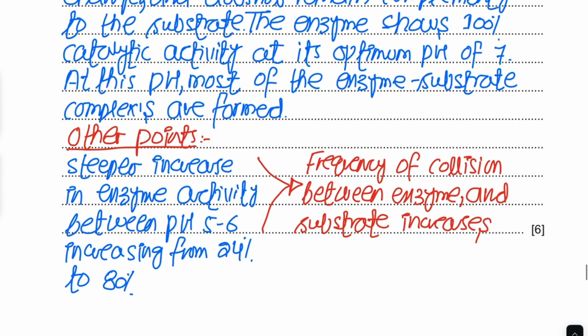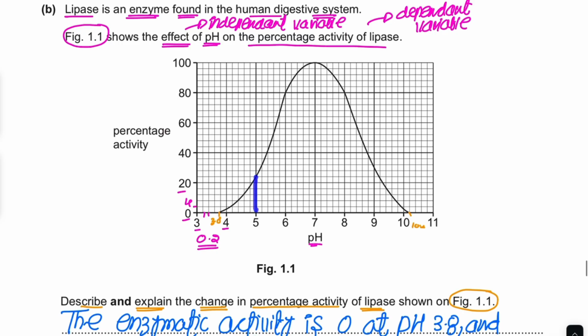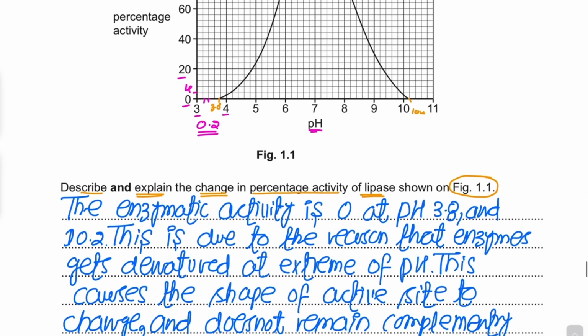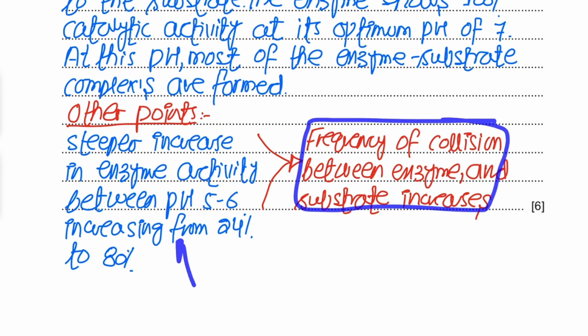If you were to write further, you can write some other points as well. We see a steeper increase in the enzymatic activity between pH 5 to 6, increasing from 24% to 80%. So this is description. If I take you to pH 6, here it has increased from 24 to 80%. So this is the description point. And the explanation would be that between pH 5 to 6, the frequency of the collision between the enzyme and the substrate has increased. So this is the explanation for this descriptive point.